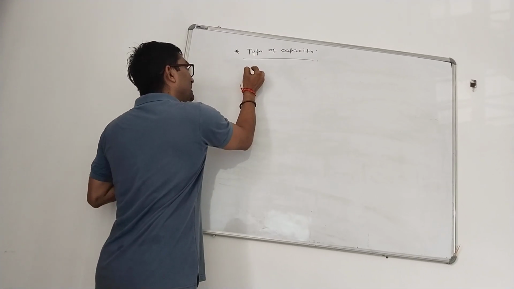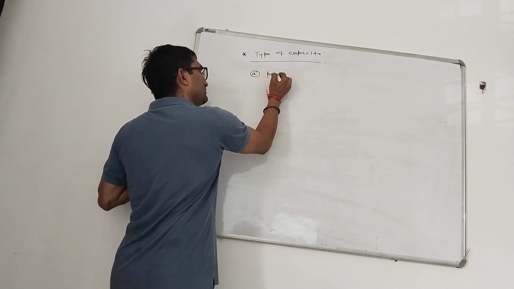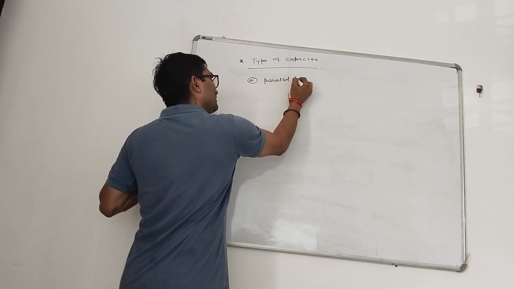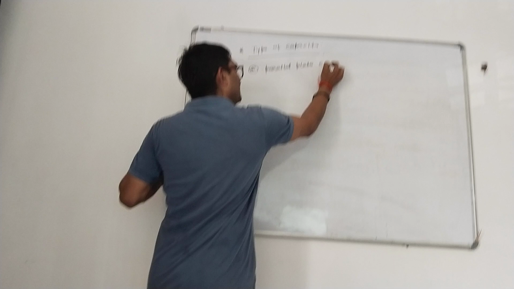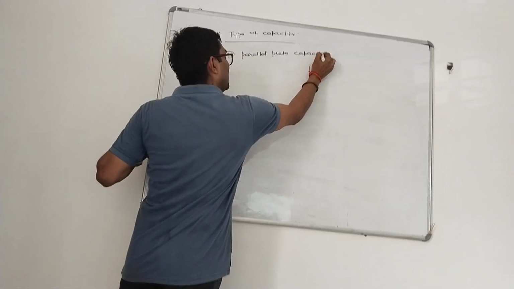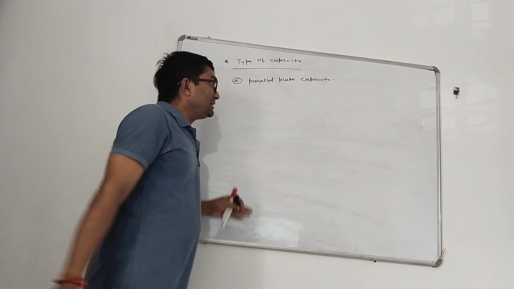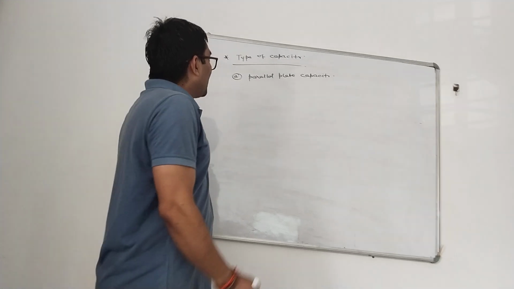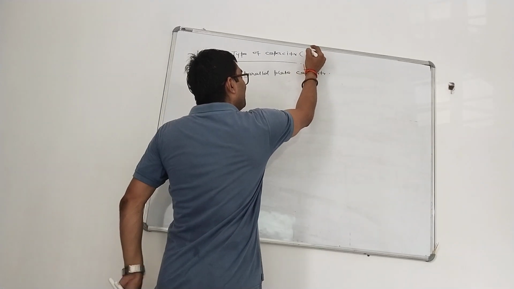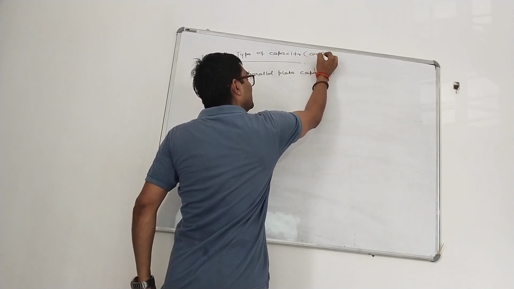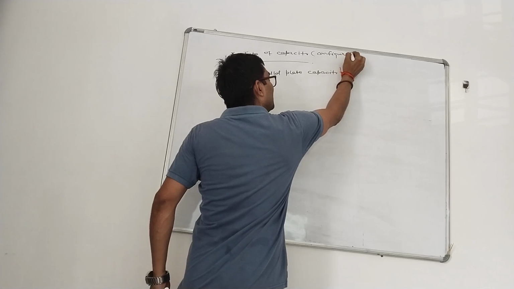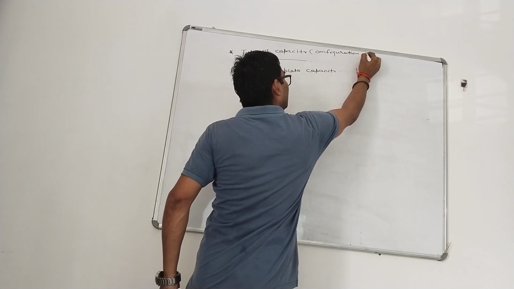First one is parallel plate capacitor. Basically, this is the type of capacitor on the basis of configuration of plate.